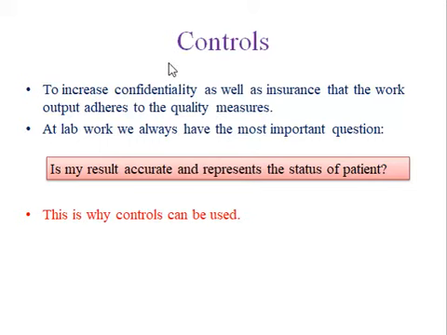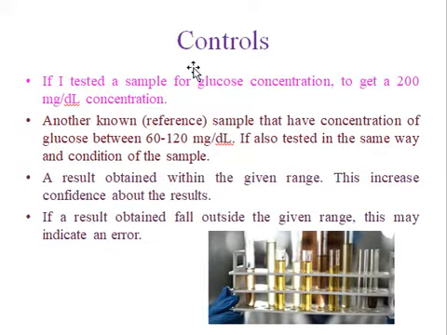So what are controls? Actually, to understand the definition of controls, let us explain this example. If a sample is tested for glucose concentration and the result obtained is 200 milligram per deciliter, there is another reference or control sample that is expected to have a glucose concentration within the range from 60 to 120 milligram per deciliter.